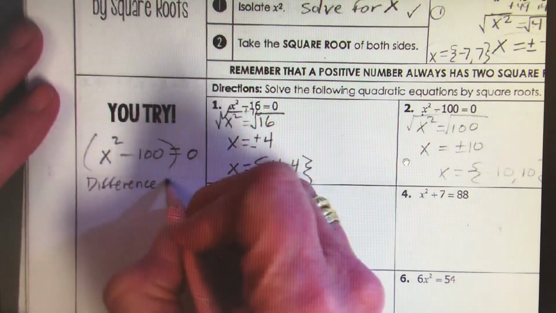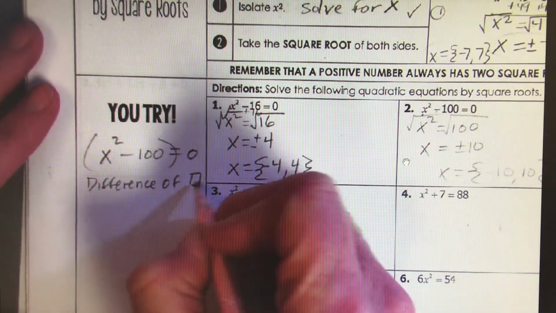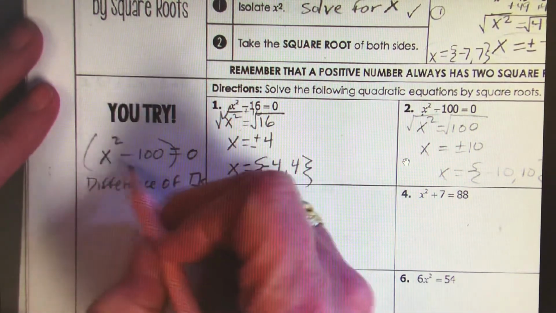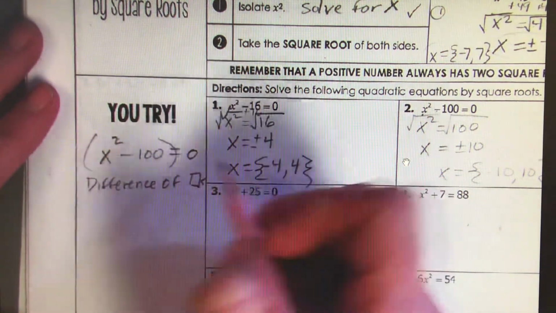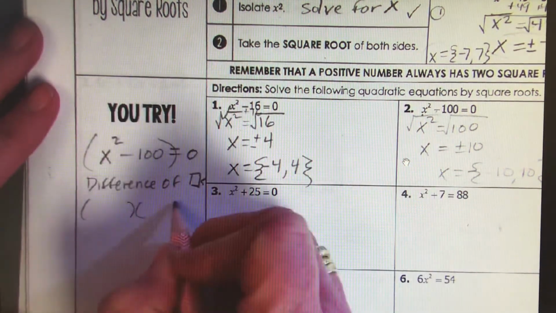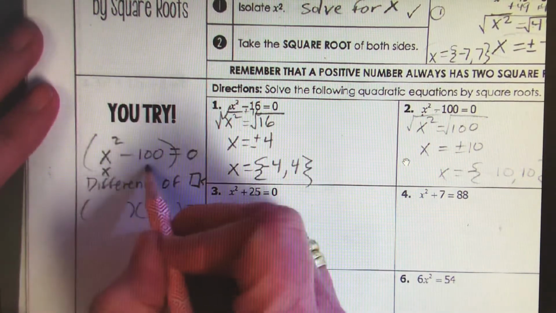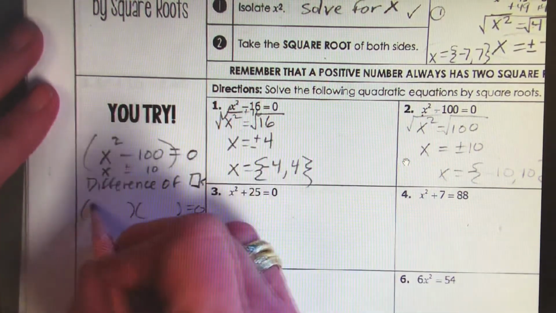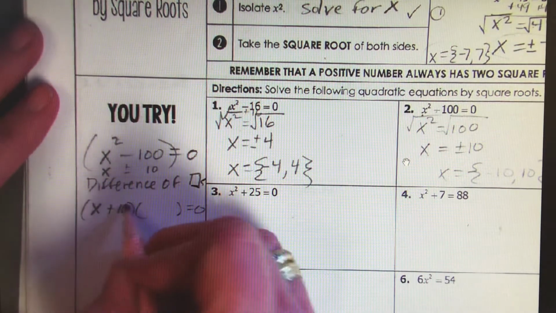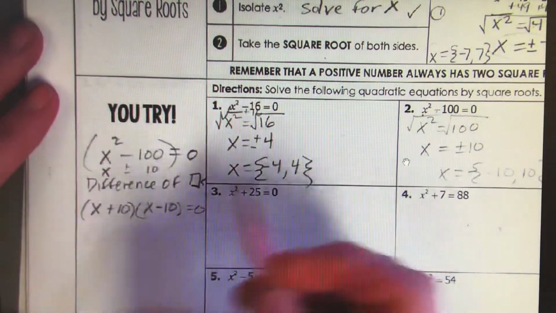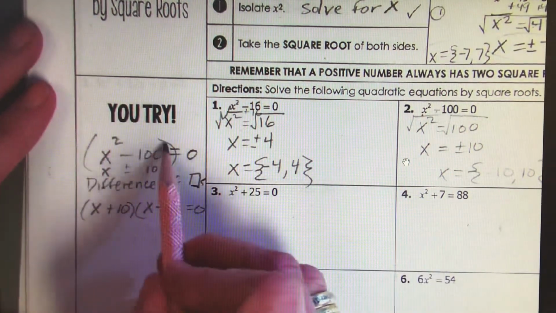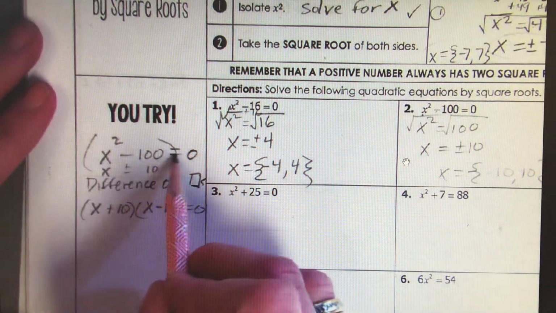This is a difference of squares, right? I could take the square root of x squared, and I could take the square root of 100. Well, what if I do this? Can I just take the factors and set them both to 0 like we did previously? Yeah, I could. So x plus 10 and x minus 10. That's a way I can factor this expression, or this equation up here.